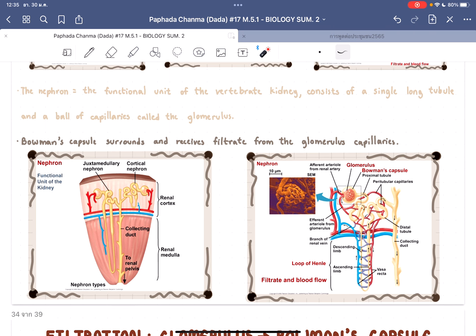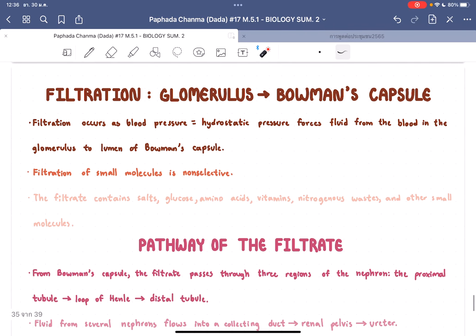The nephron, the functional unit of the vertebrate kidney, consists of a single long tubule and a ball of capillaries called the glomerulus. Bowman's capsule surrounds and receives filtrate from the glomerulus capillaries. Filtration occurs as blood pressure, the hydrostatic pressure, forces fluid from the blood in the glomerulus into the lumen of Bowman's capsule. Filtration of small molecules is nonselective. The filtrate contains salt, glucose, amino acids, vitamins, nitrogenous wastes, and other small molecules.